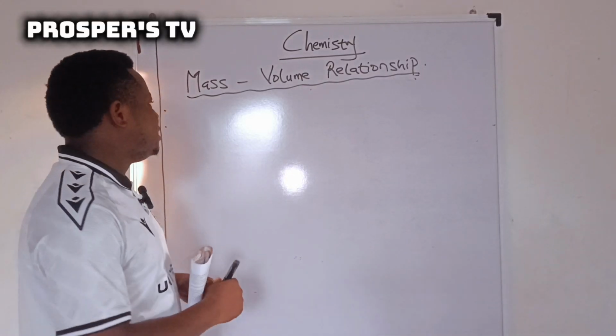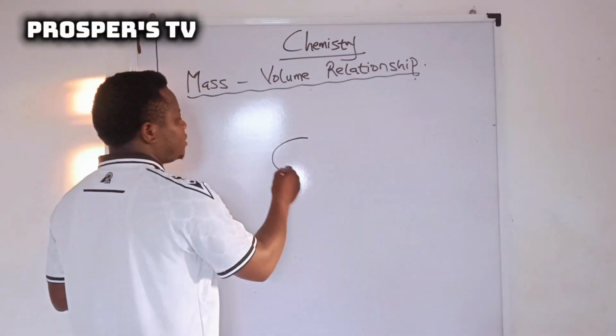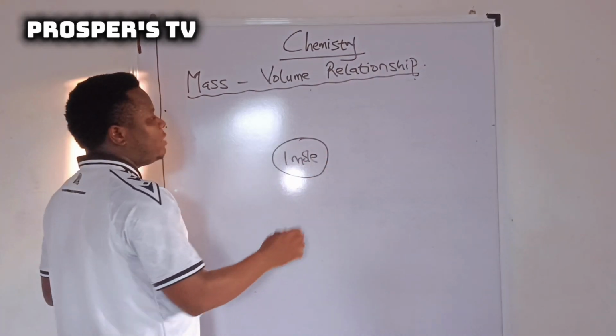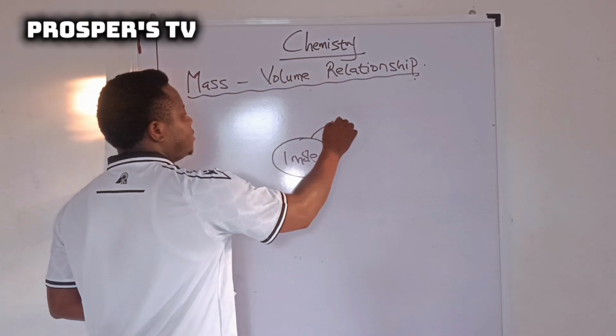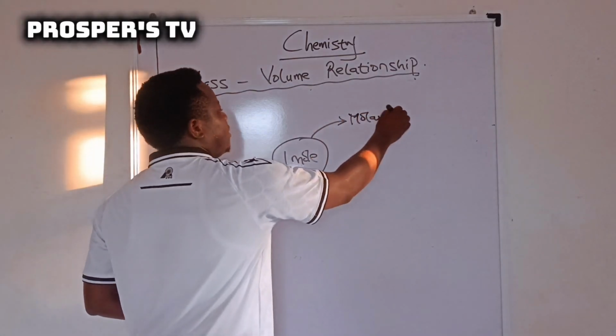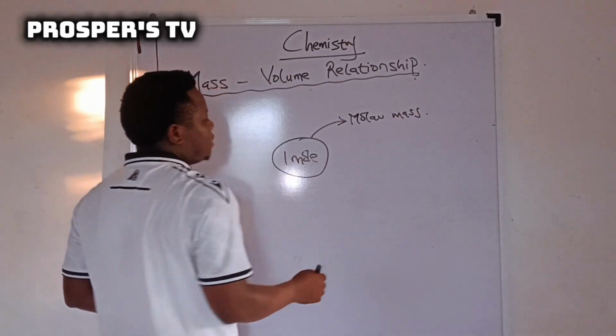Now let's look at something. There are some things you should know before we start calculations. So we have 1 mole of a substance. The weight of 1 mole of a substance is known as the what now? The molar mass of that substance.